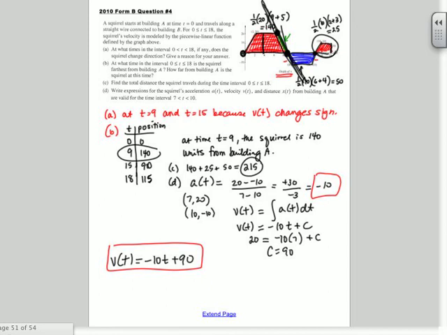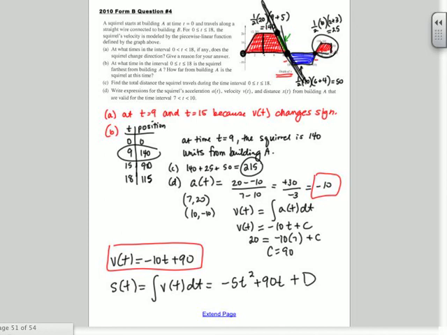So position, s of t, would be integrating, so you get negative 5t squared plus 90t plus d, some new constant. That's a plus. All right, and then we need to find that one. Okay, this one's a little bit harder.